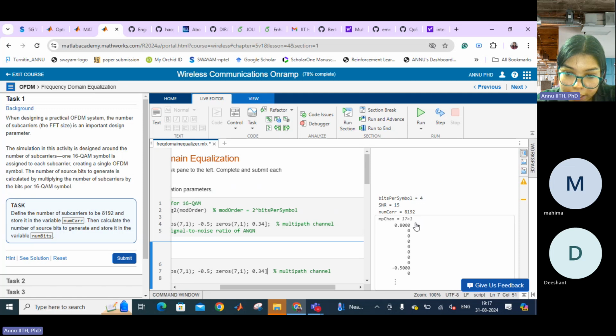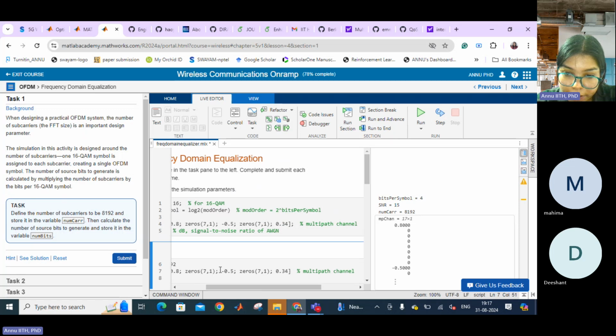So here you can see you have first 0.8, then 7 cross 1 zeros, then minus 0.5, then 7 cross 1 again zeros. So this is like a high data rate. Okay.